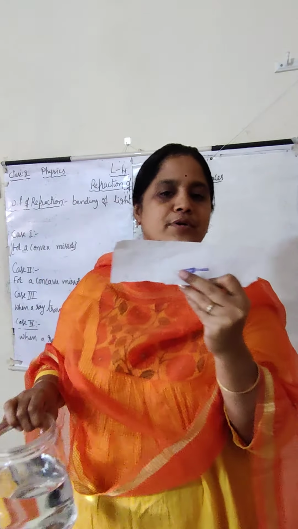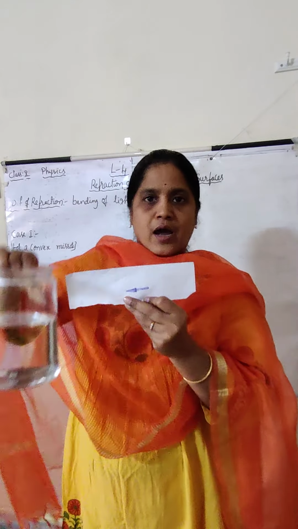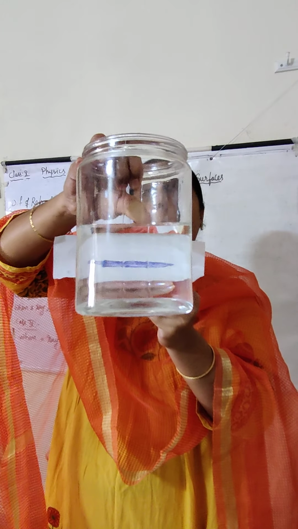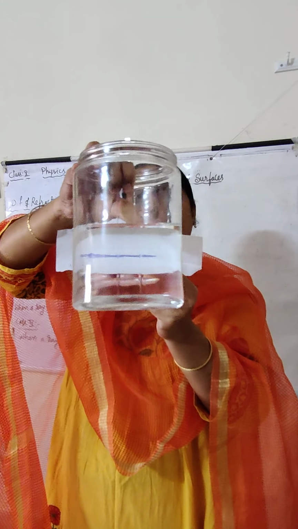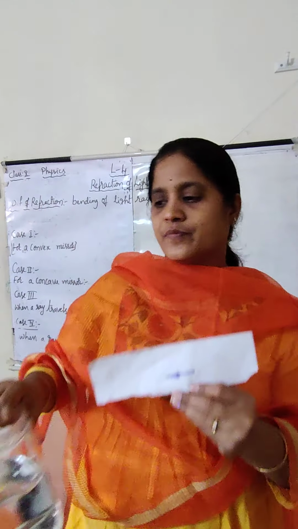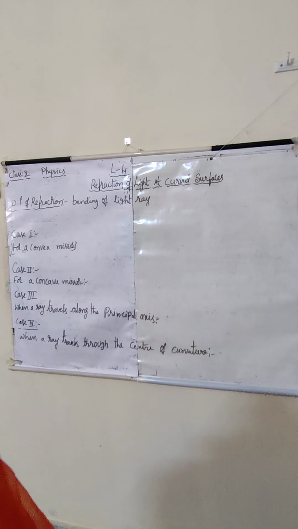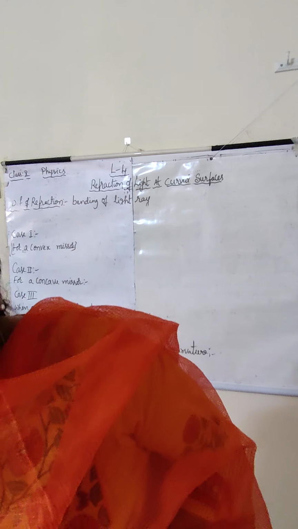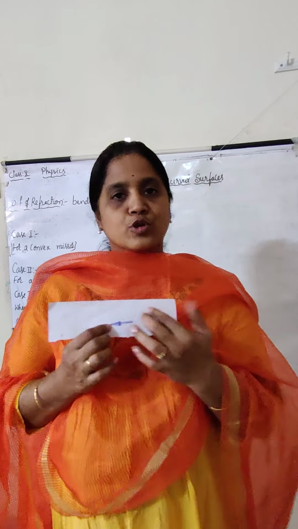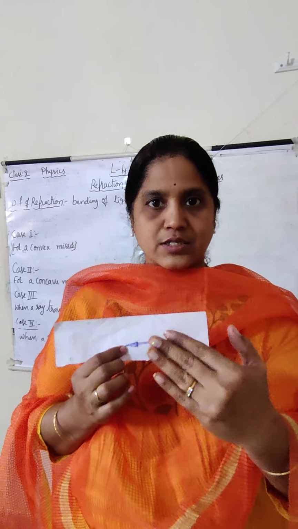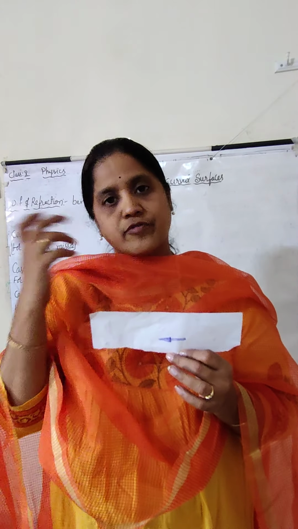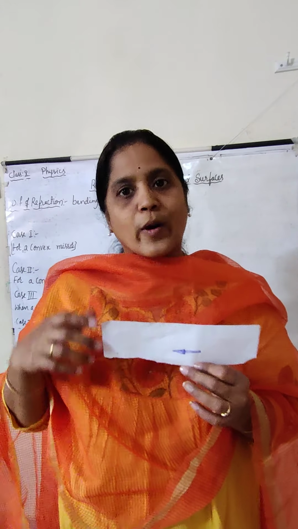Here the head of the arrow is on my right side, and through water, which side is the head of the arrow on? Just find out. The arrow is on the left side. Why? It is an inverted image. When you observe the same arrow through the water medium in the glass jar, you get the reverse, inverted image. Why is there a change?